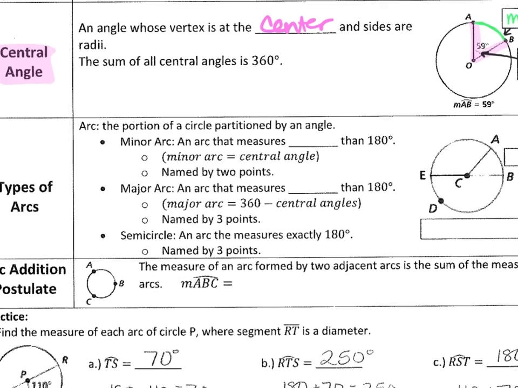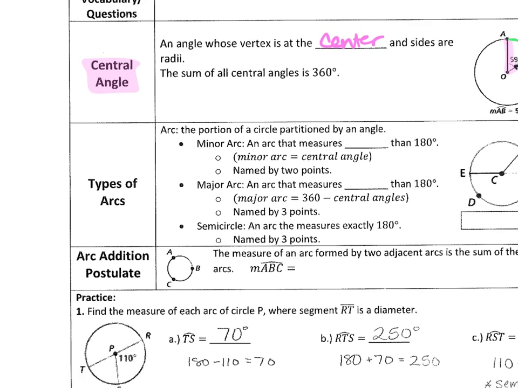Another quick review, let's talk about the types of arcs that we have. So types of arcs, when we were talking about arcs the other day, I used light green to talk about arcs. So if you're following my color scheme, that's light green. There are three types of arcs. You have your minor arc, you have your major arc, and you have your semicircle.